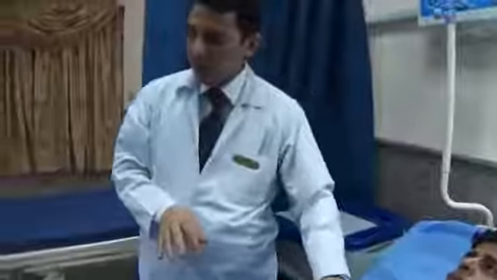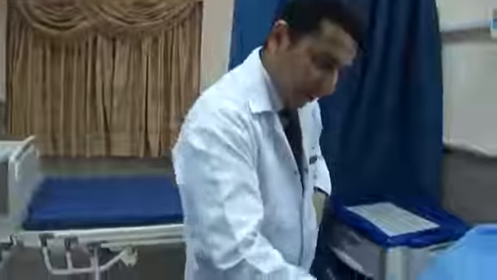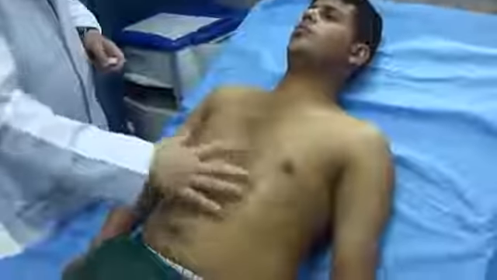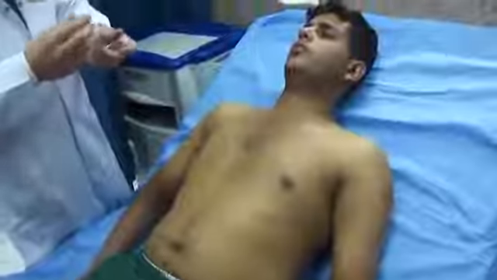After that, I'll check for expansion of the chest. I'll check the expansion here with a tape measure, while in the lower part of the chest I'll check it with bare hands.